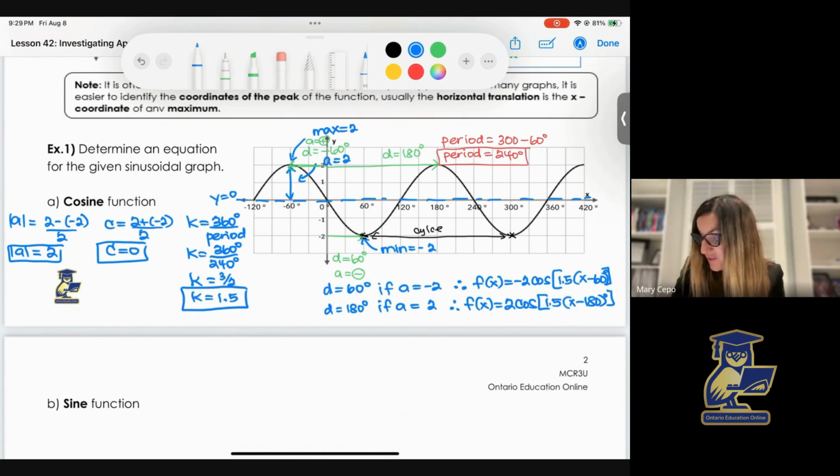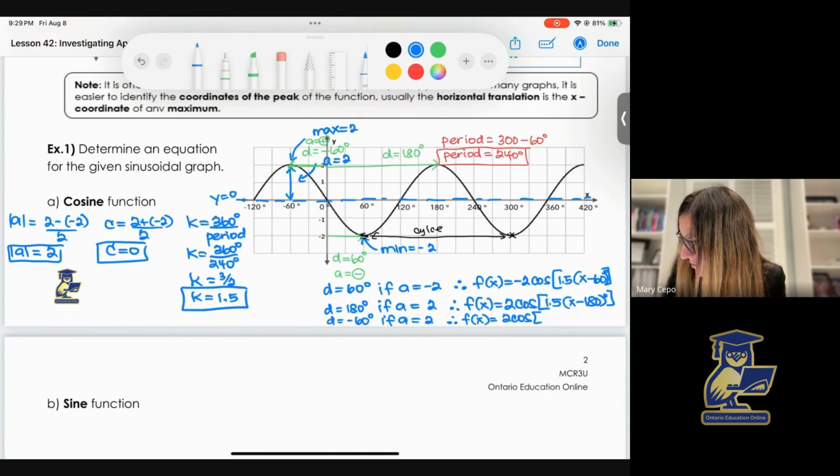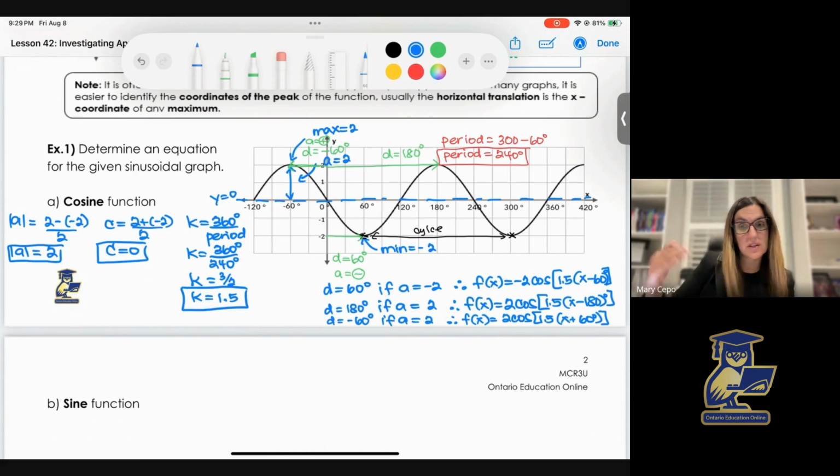And then we could have added another one. We could have said if a is positive, but you wanted to go to the left. So let's throw that in there. So d is equal to negative 60 if a is equal to positive 2. We can say f of x is equal to 2 cos 1.5 x plus 60. And again, there's no c value. Okay, so as you can tell, we can keep going, but we don't need to show all three. We just have to show one. But I just wanted to show you that there's many, many, many options.